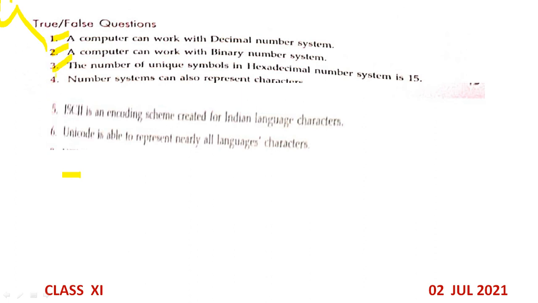The number systems can also represent characters. No, encoding schemes are used to represent the characters. ISCII is an encoding scheme created for Indian language characters. True. And Unicode is able to represent nearly all language characters. It is also true.